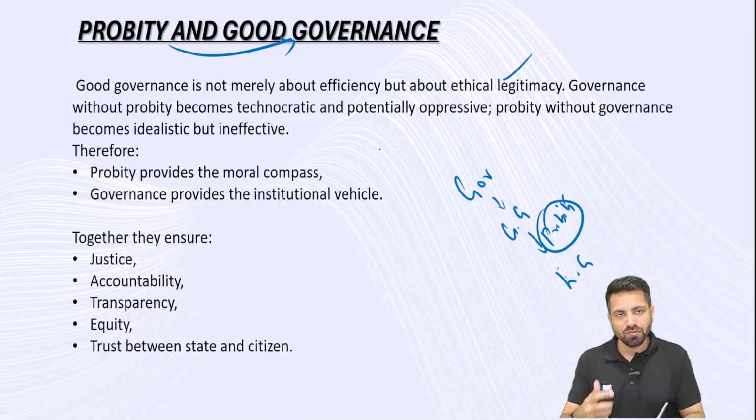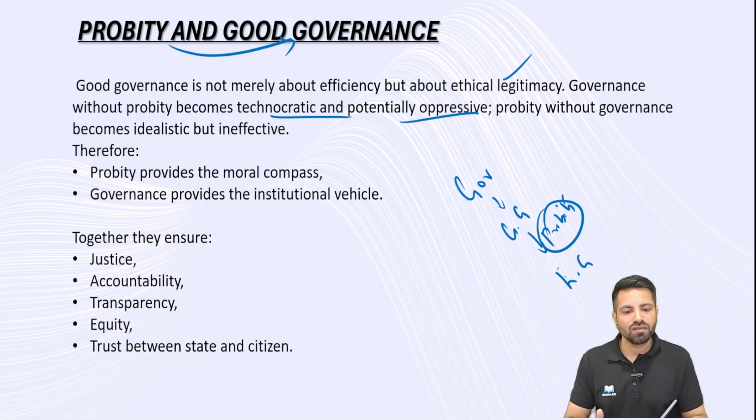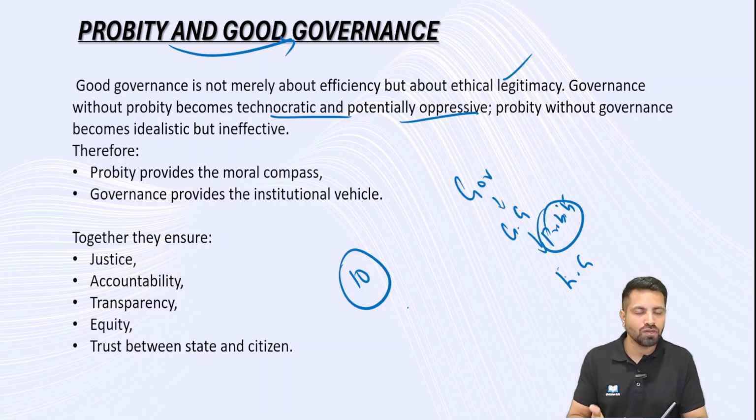So governance without probity, what happens? It is technocratic and oppressive in nature. It means that there are rules and regulations. I'll tell you how exactly this becomes technocratic and oppressive. Rules have an objectivity factor. Say an old tribal lady comes to your office and she wants to enroll for a particular scheme. But the rule says that she has to provide 10 documents in order to enroll in the scheme. You genuinely know that she deserves it, but she doesn't have the documents.